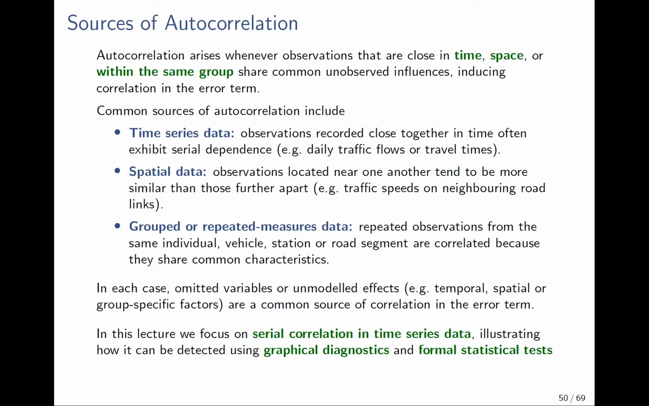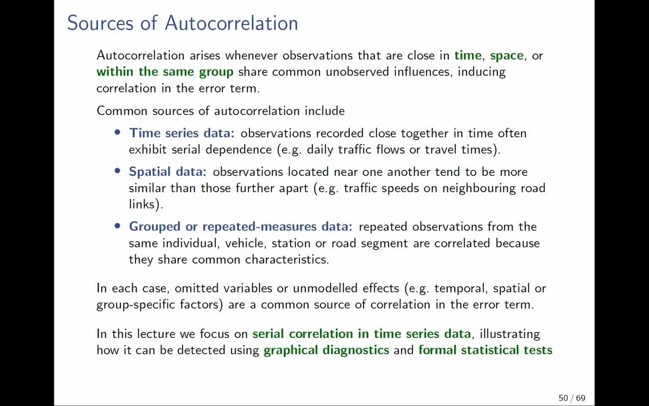Where does autocorrelation come from? Autocorrelation arises whenever observations that are close in time, space, or within the same group share common unobserved influences, including correlation in the error term. Common sources are listed on this slide. Time series data typically exhibit autocorrelation. Observations recorded close together in time often exhibit serial dependence. We can think about daily traffic flows or travel times, for example. If traffic's heavy today, it might tend to be heavy tomorrow.